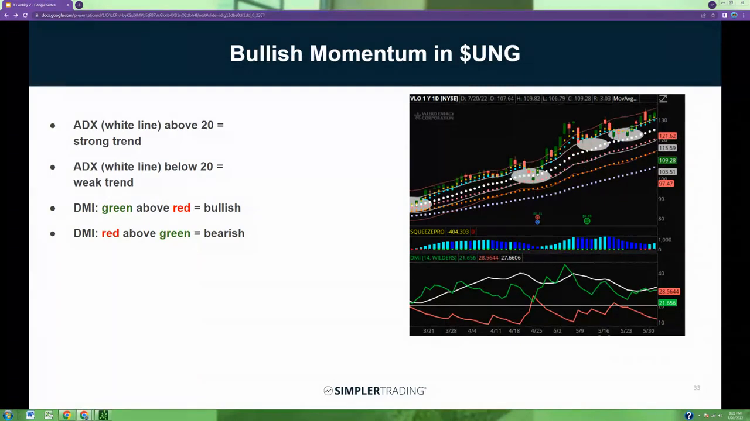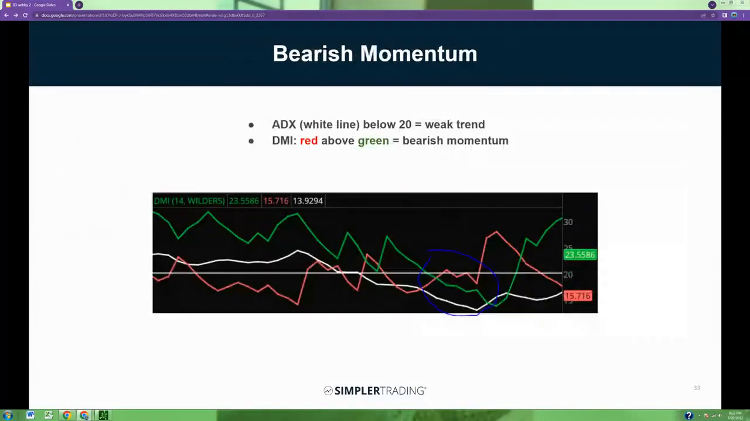Same thing here for the UNG daily chart. And we traded UNG quite a lot this year. ADX above 20, DMI green above red. That's bullish trend and momentum. I am only going to get long when bullish trend and momentum is present on the time frame I'm focusing on. All right, guys. Then what about our bearish trend and momentum?